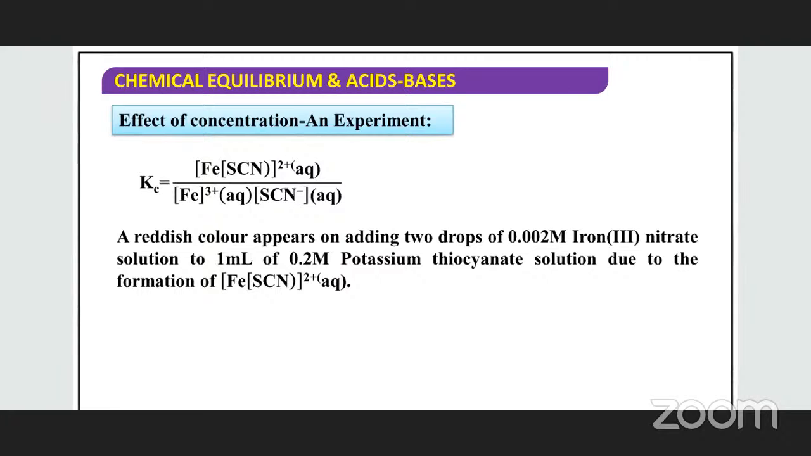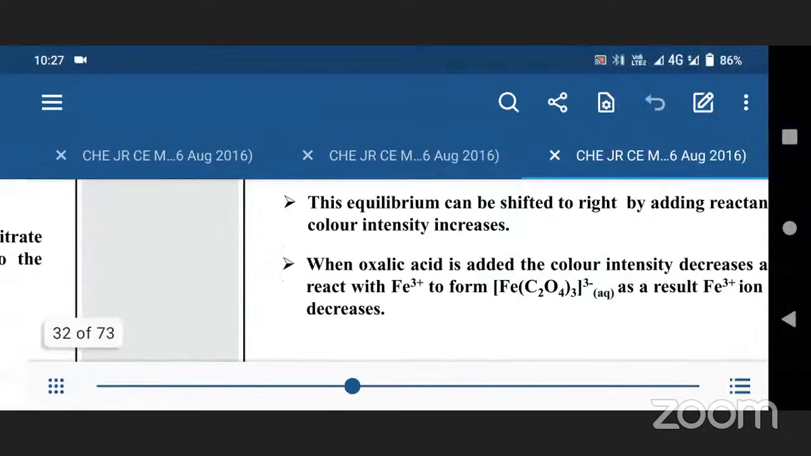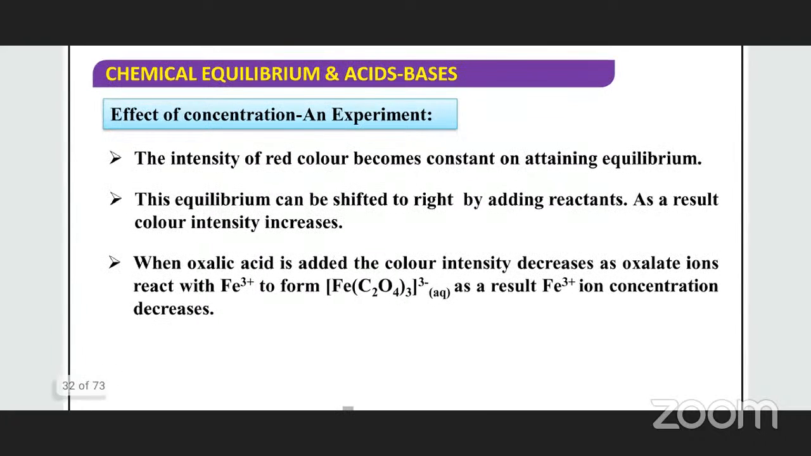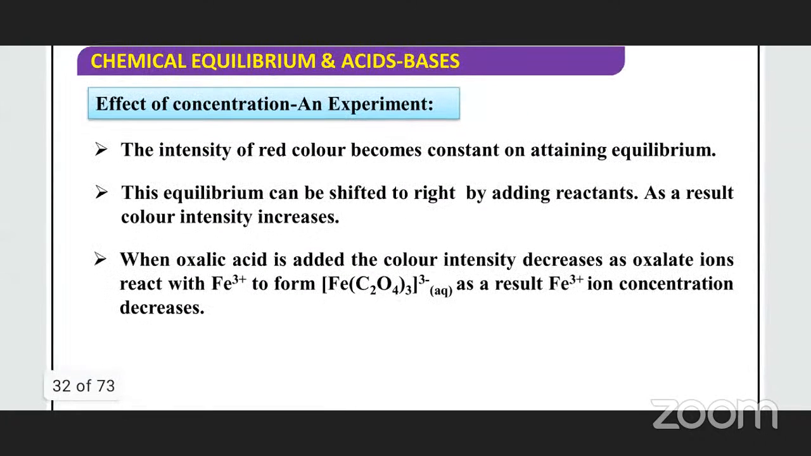A reddish color appears on adding 2 drops of 0.002 molar iron nitrate solution to 1 mL of 0.2 molar potassium thiocyanate solution, due to the formation of ferric thiocyanate. Experiment observation: the intensity of the red color becomes constant on attaining equilibrium. This equilibrium can be shifted to the right by adding reactant. As a result, the color intensity increases.